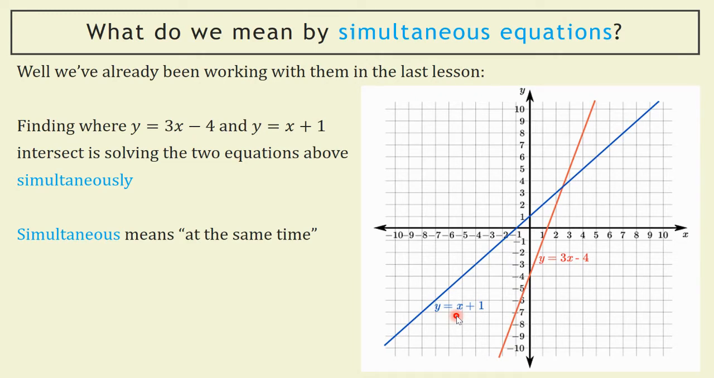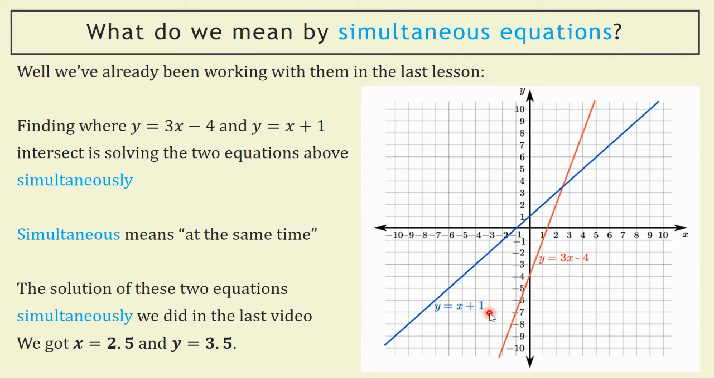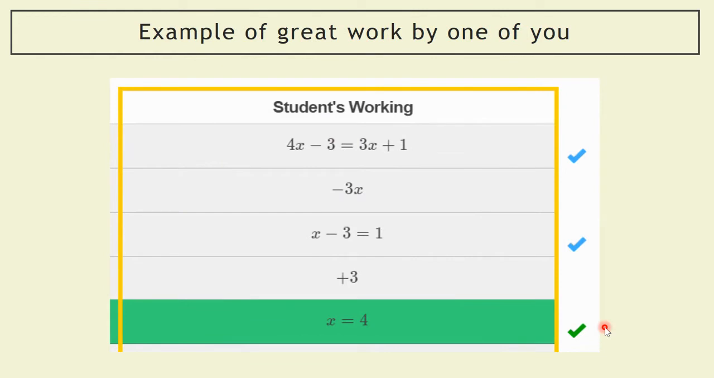So 3x minus 4 equals x plus 1, and then work it from there. And if you've watched the video for the last lesson, you'll have seen that came out at 2.5 and 3.5. Okay, so that's where we got to from that, just by writing the 2 things equal to each other. And just by way of a little aside, I've got an example of some working around that one of you did last week.